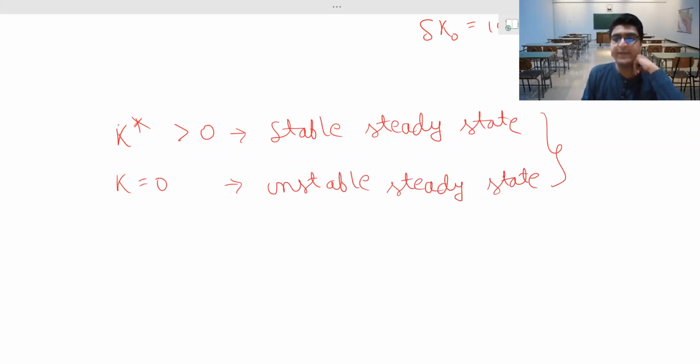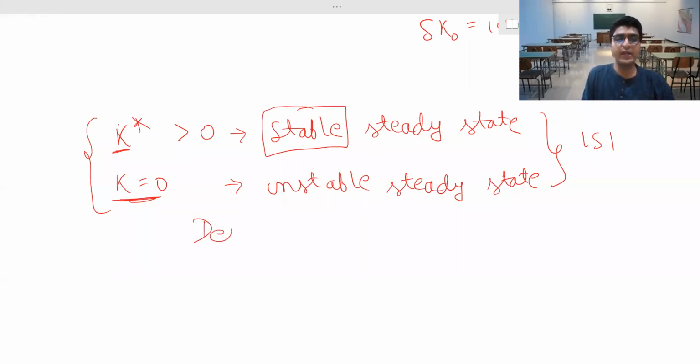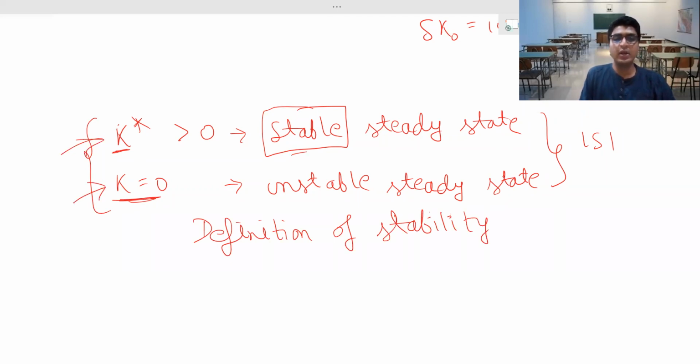And we get a lot of these type of questions in ISI, that you have to check whether a particular steady state is stable or unstable. Okay, so we'll continue from here, that why k equal to 0 is an unstable steady state. Okay, and why k star is a stable steady state. Basically we need to know the definition of stability. Okay, so tomorrow we'll begin with the definition of stability, and then we'll apply this definition to both of these steady states to check why it is stable and why it is unstable.